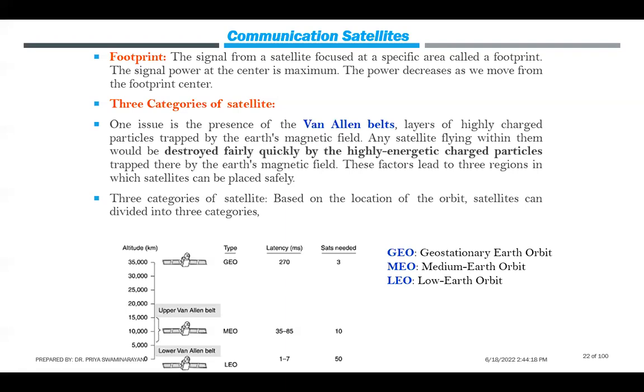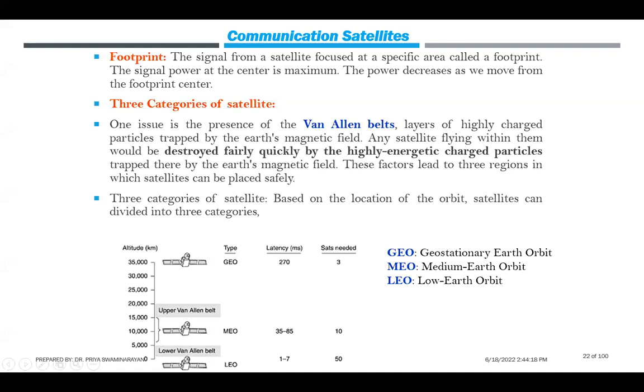For example, suppose ISRO has launched some satellite, right? So that satellite is focused on India. So India would be the footprint for that satellite. So footprint is nothing but the location on which the satellite is focused. That is known as a footprint.